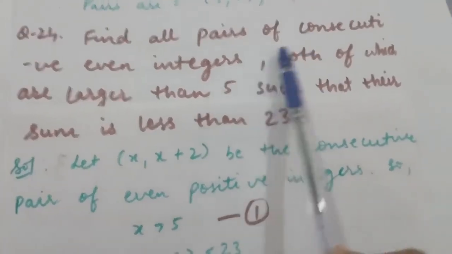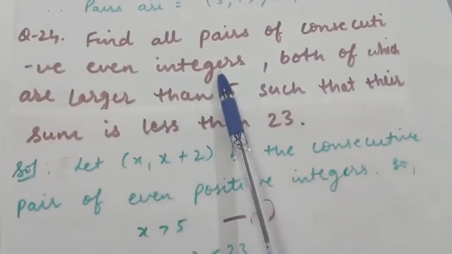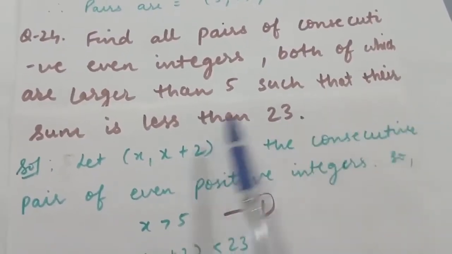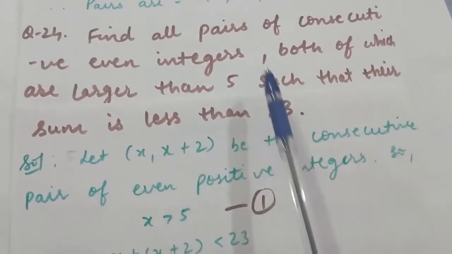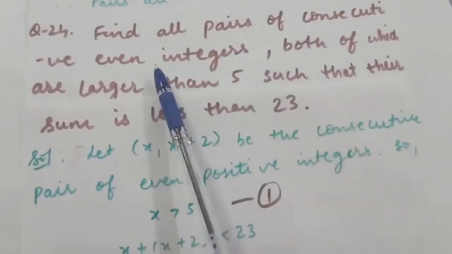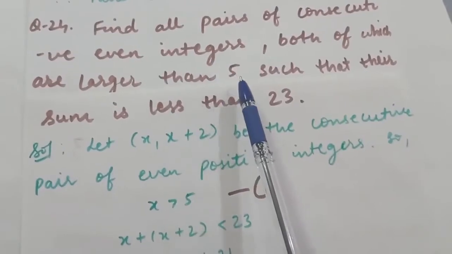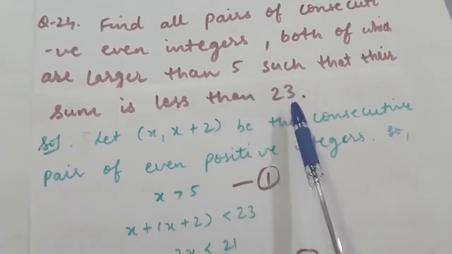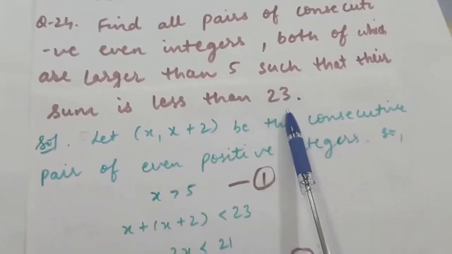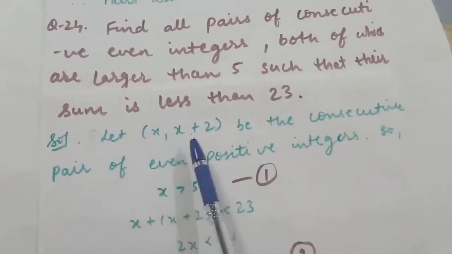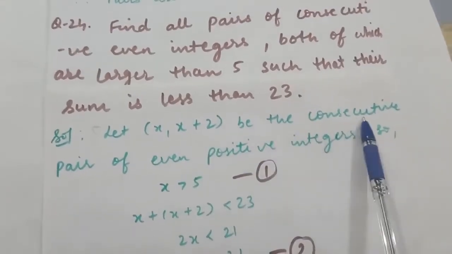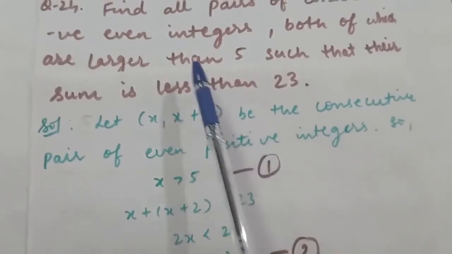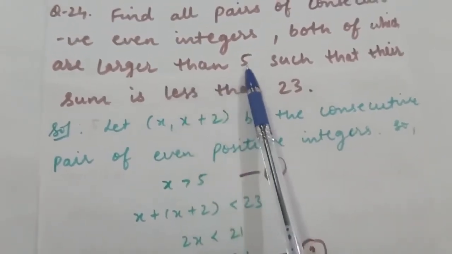24th. Find all pairs of consecutive even integers, both of which are larger than 5 such that their sum is less than 23. Now we have to find the pairs of consecutive even integers. Both of those numbers are larger than 5 and their sum should be less than 23. So first of all we will let the pair as x comma x plus 2 be the consecutive pair of even positive integers. As it is given both the numbers should be larger than 5.